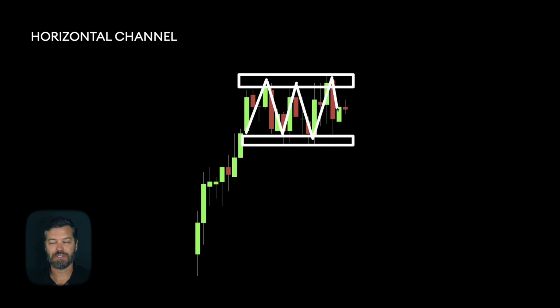In a bullish horizontal channel, the price starts in an uptrend but consolidates within a range. This often indicates that the market is taking a breather before continuing its upward momentum. Traders can look for a breakout above the horizontal resistance level to confirm the continuation of the uptrend.